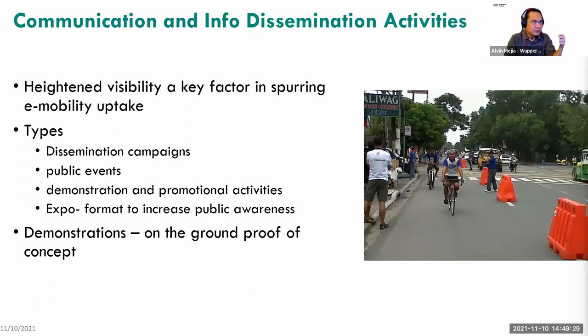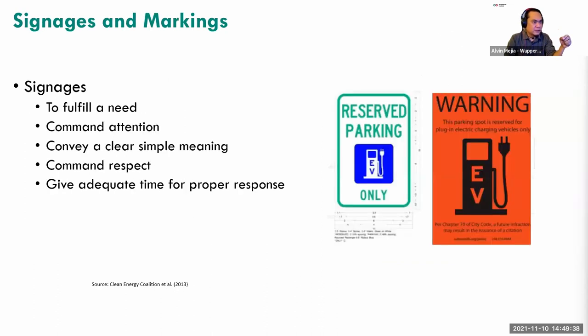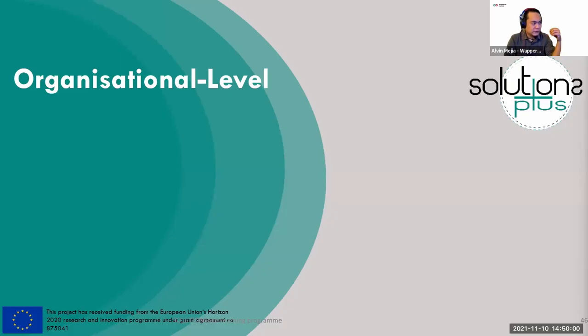doing a lot of different types of on-the-ground activities. Maybe not now during the pandemic, but later on, siguro keep the ball rolling in terms of these types of activities. Signages are later probably something that can be discussed in the city level discussions and how these are going to be tackled, but it has to be clear, has to be communicable, and commands certain respect from the users.